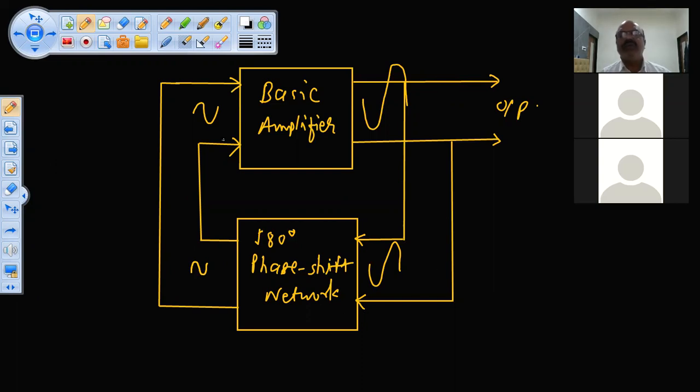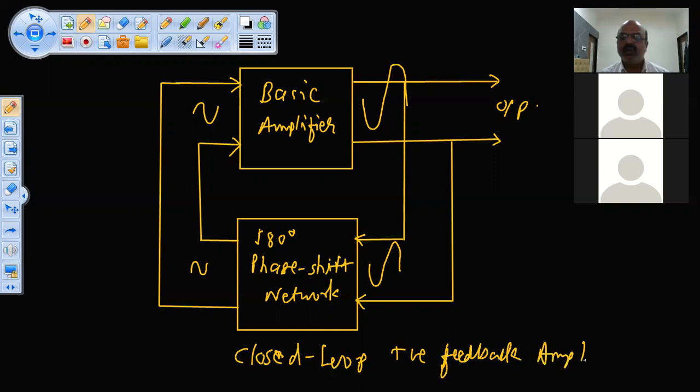This type of looping, this is a loop. Output is connected back to the input through the phase shifting network. This is nothing but the loop, or closed loop. It is a closed loop amplifier. It is a closed loop positive feedback amplifier.